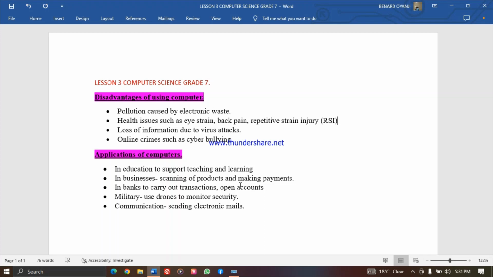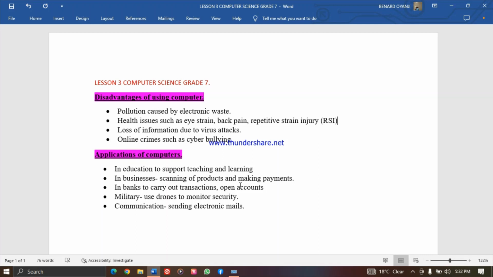So number one, we have pollution caused by electronic waste. People go around disposing physical parts of a computer. Maybe a computer has gone bad, and then you just throw it anywhere. It can cause problems to the environment and also to the soil because it is non-biodegradable, so it cannot rot. So we realize that pollution can be caused by disposing of electronic waste anywhere.